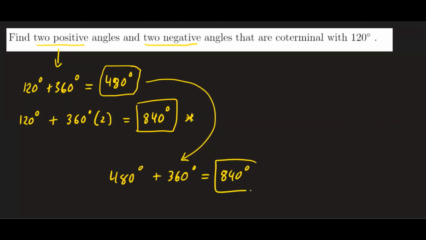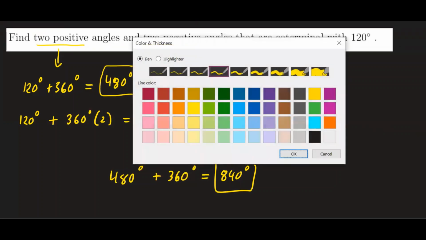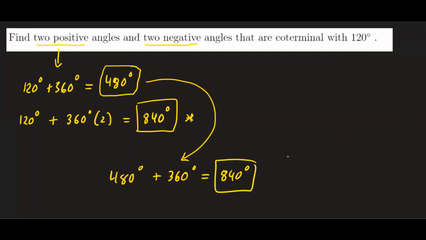So there are two ways to find the second cycle, but if you just keep adding 360 to the result, you get more coterminal angles. Now let's find two negative coterminal angles with 120 degrees.